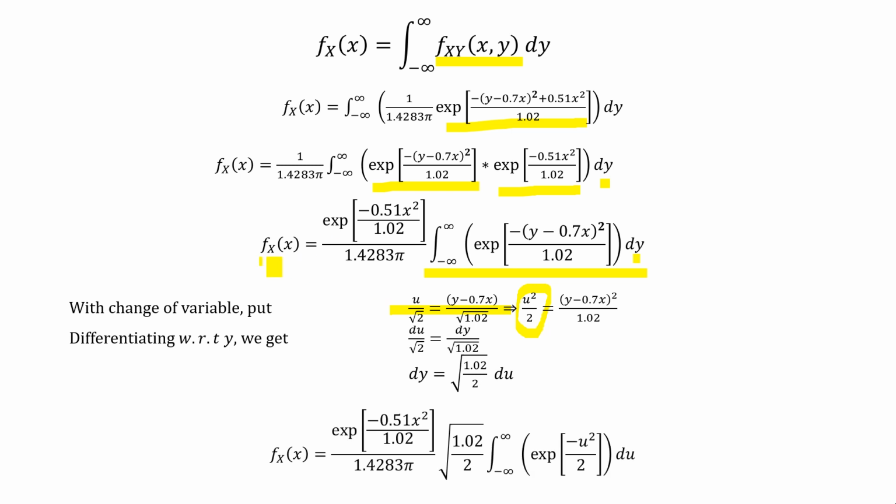This f x of x can be written with the constant terms written as they are. dy is written so that 1.02 divided by 2 under square root, and this term is replaced by u square by 2. Alright.